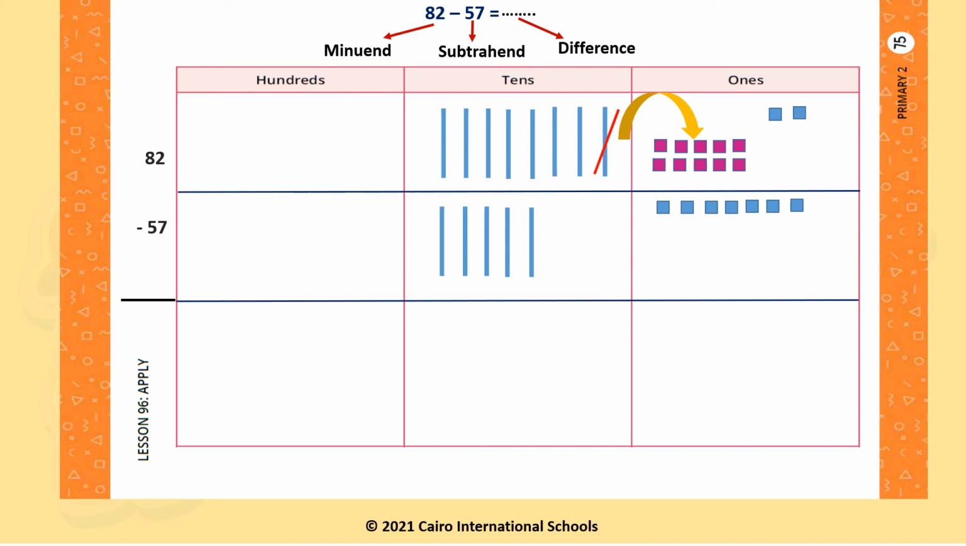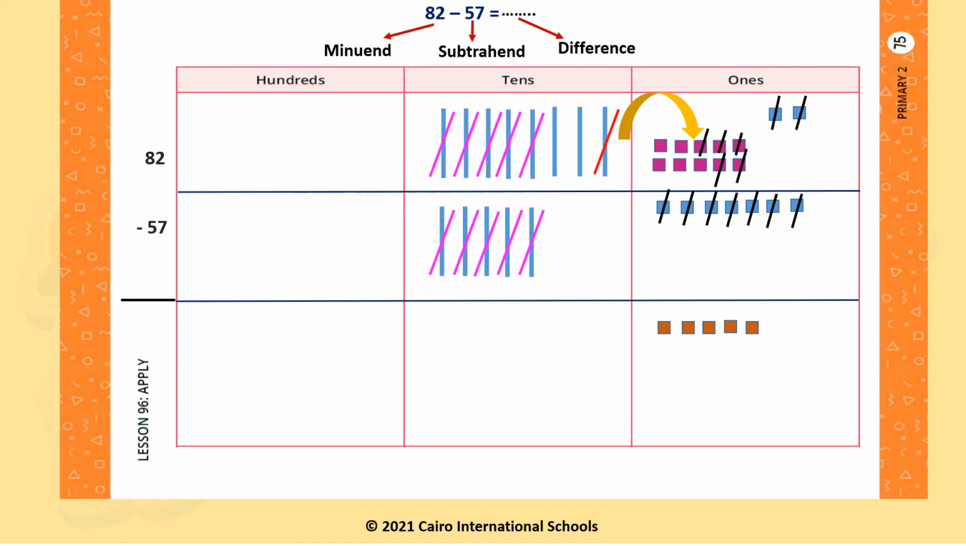We have 12 ones here and 7 ones. 12 minus 7 equals what? 12 minus 7 equals 5. Now subtract tens with tens. How many sticks do we have here? 1, 2, 3, 4, 5, 6, 7. We will subtract 7 minus 5.